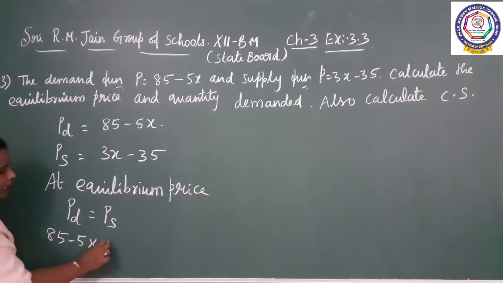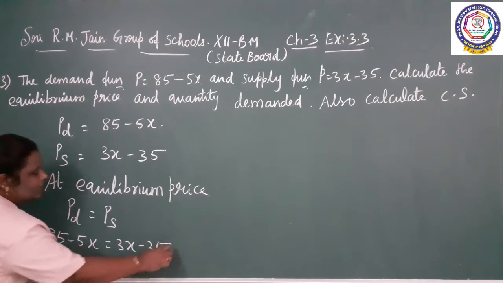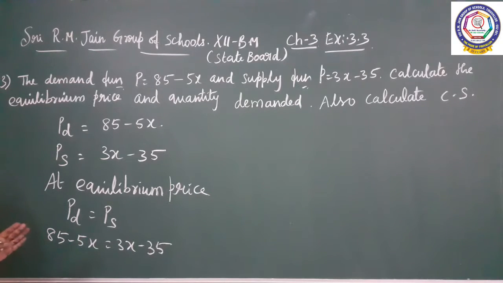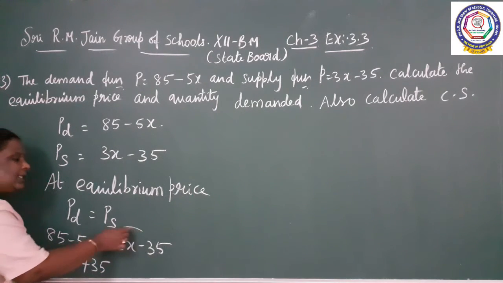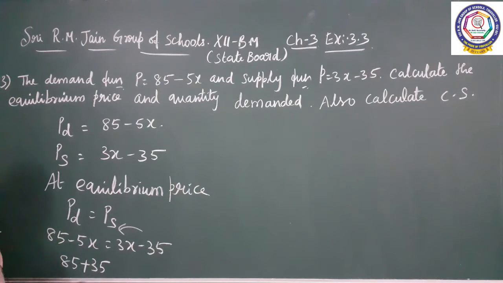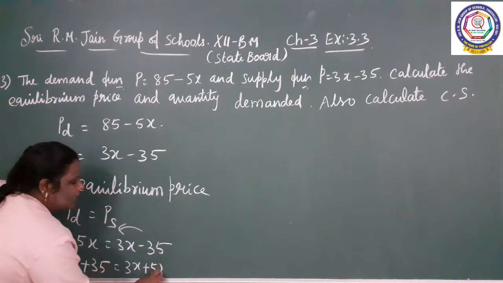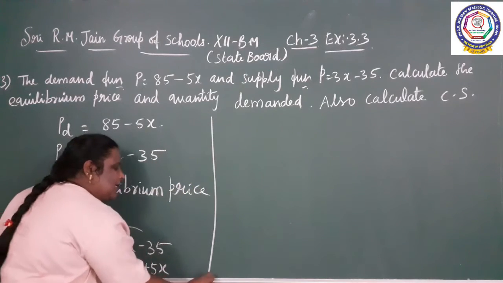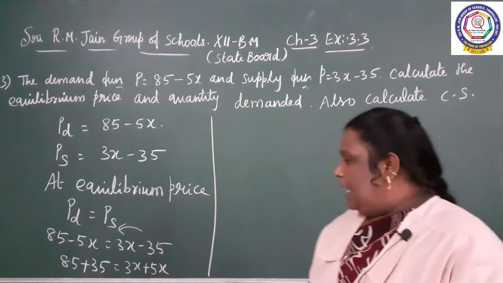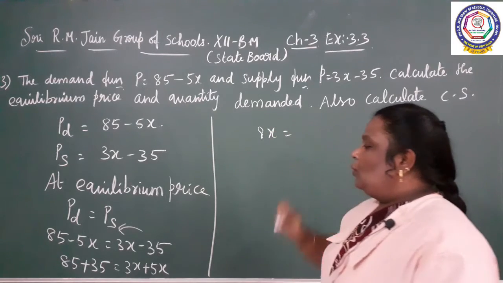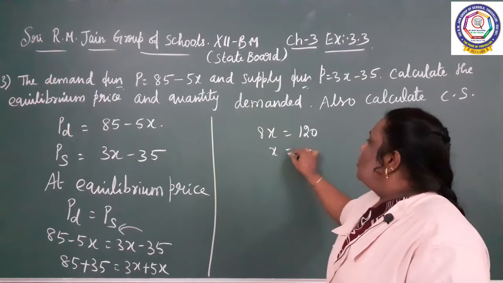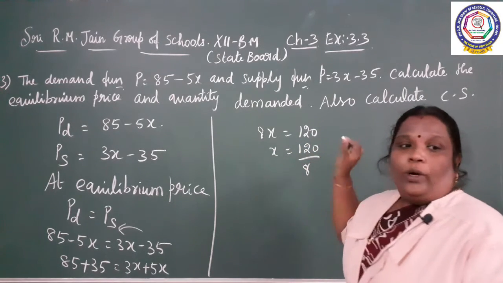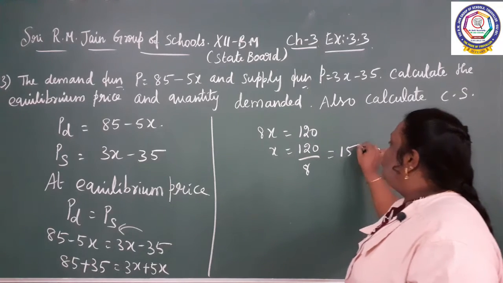85 minus 5x equal to 3x minus 35. From that you find out the value of x. So 85 plus 35, you can bring this 35 to the left hand side. What is the answer for this? 3x plus 5x. So 8x equal to 120. x equal to 120 by 8. What is the value? It is equal to 15.